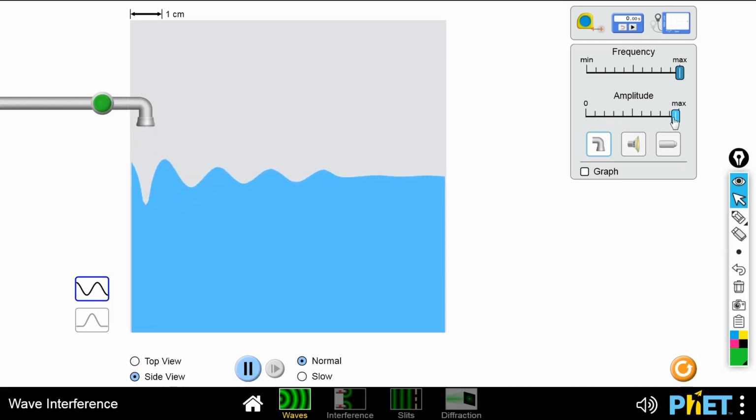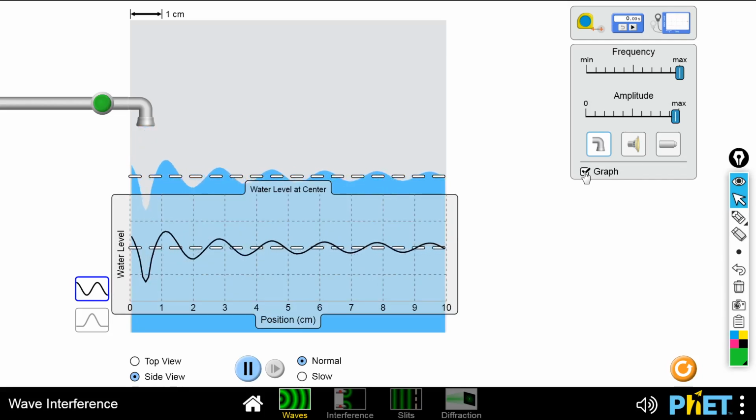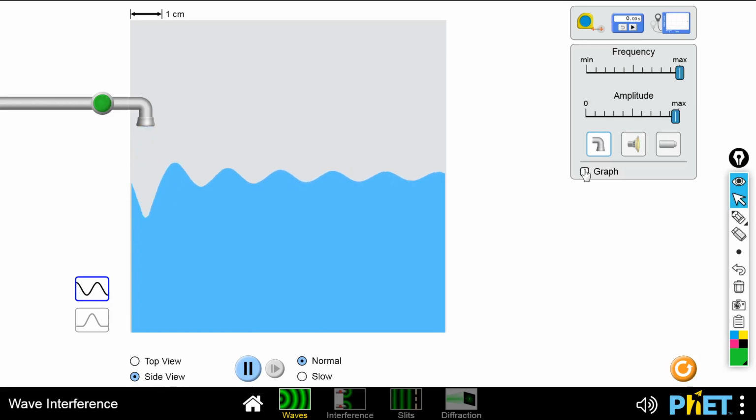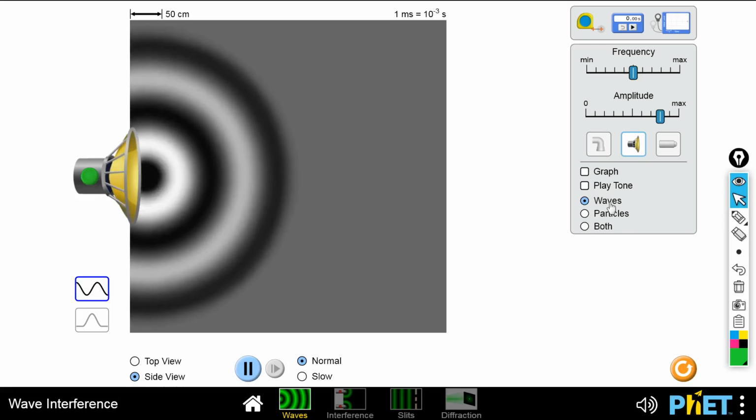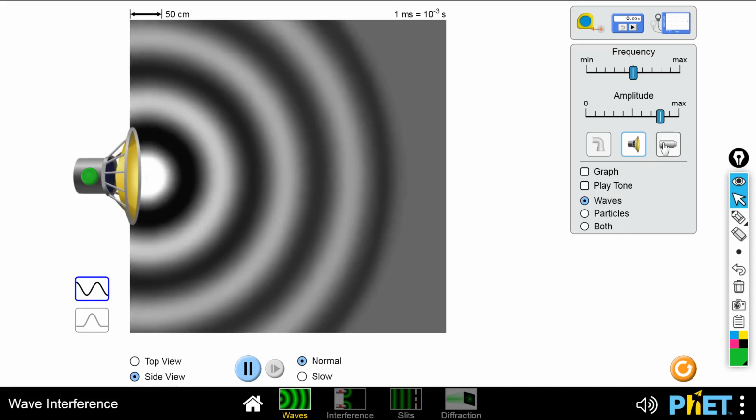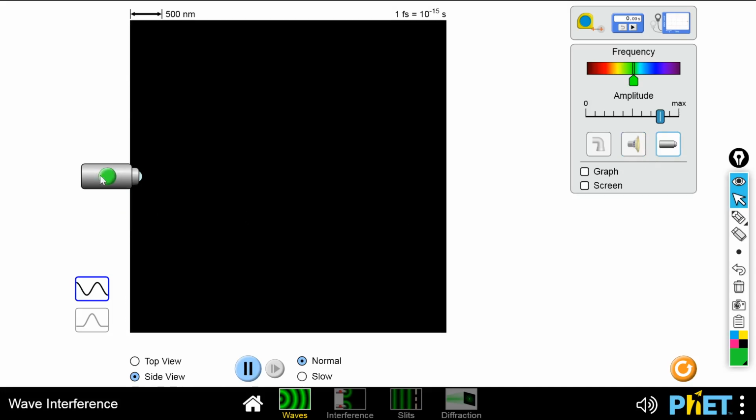We can also put a graph on there, which diagrams the height of the waves. I don't use that too much, but okay. Now, not only can we do it with water, we can do something similar with sound. So let's just do continuous, and we have a few more options over here. Or we can do it with light. And again, I'm clicking that button to turn it on.